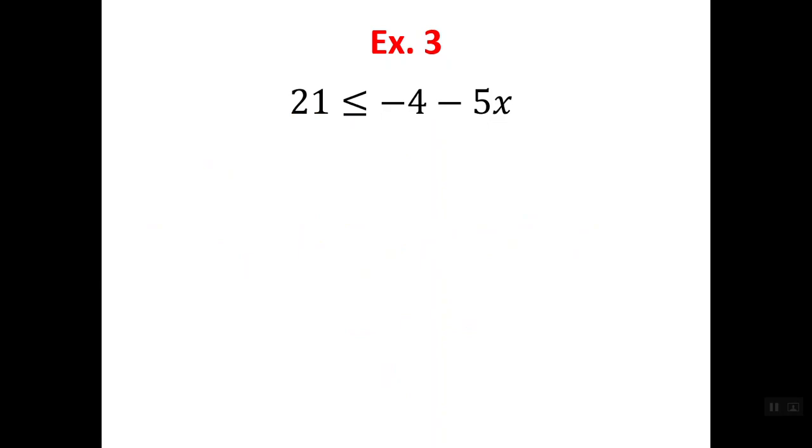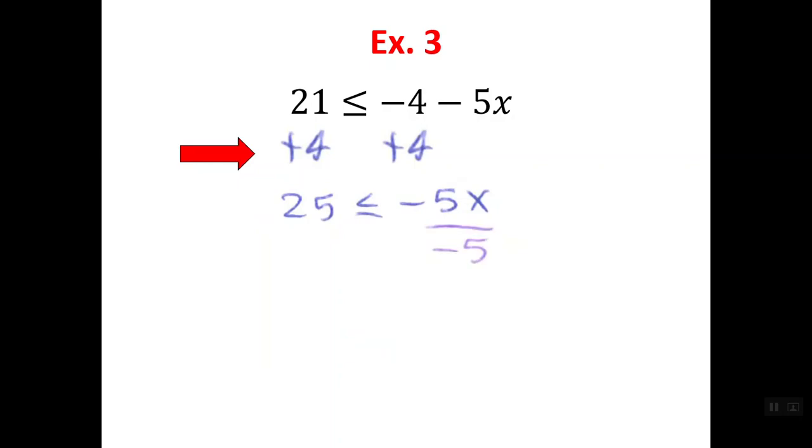Example 3. There's our x on the right. We're going to first undo by adding 4 to each side. Think to yourself, does adding change the inequality? It does not, so we're going to go ahead and simplify each side. 25 is less than or equal to -5x. Now we're going to undo what's with the x, which is a -5, multiplied, by dividing by -5 on each side. When we do that, we have to pay attention. Dividing by a negative means we're going to switch that inequality symbol.